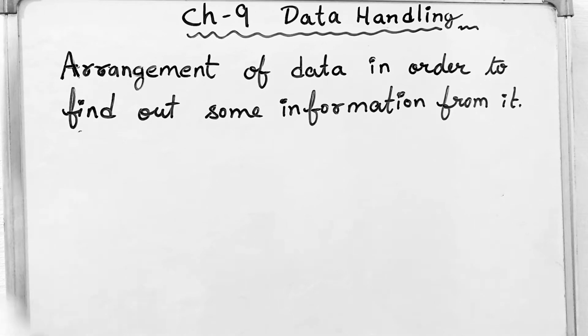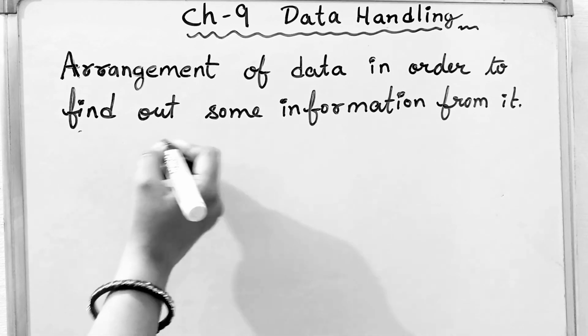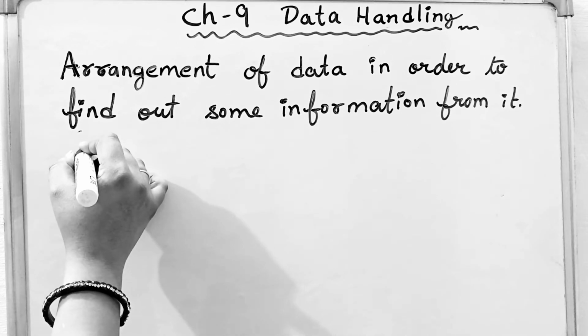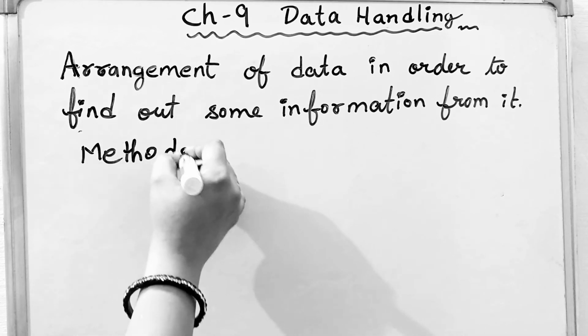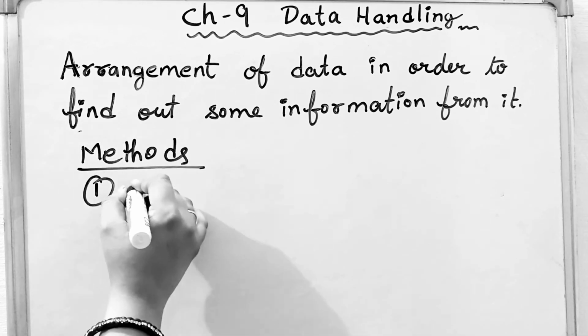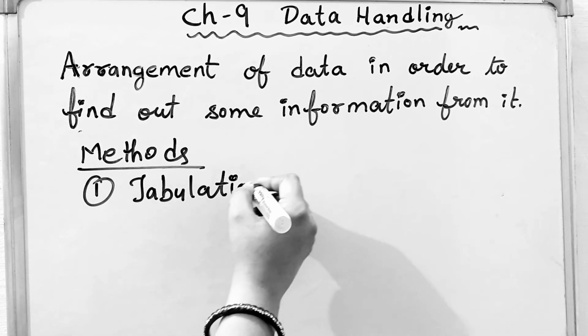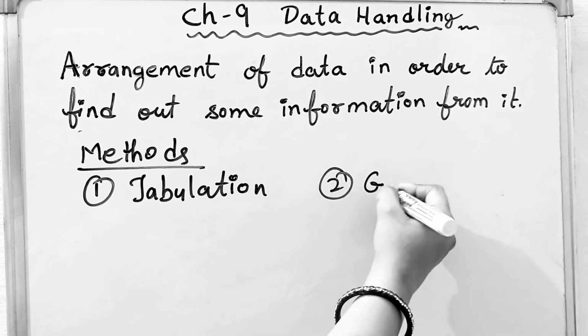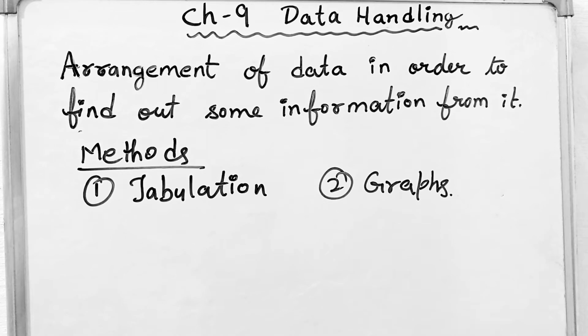Now for arranging or organizing the data, we have different methods. Some of the methods are, first, tabulation, and second, graphs. So now we are going to understand the method of tabulation to organize our data.